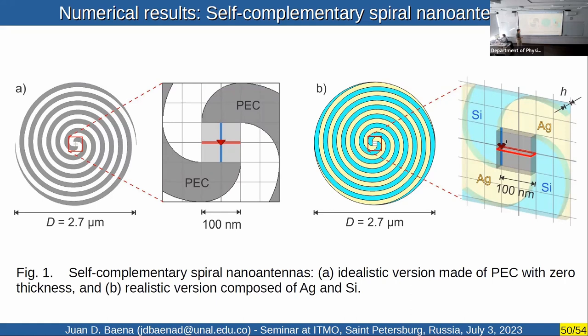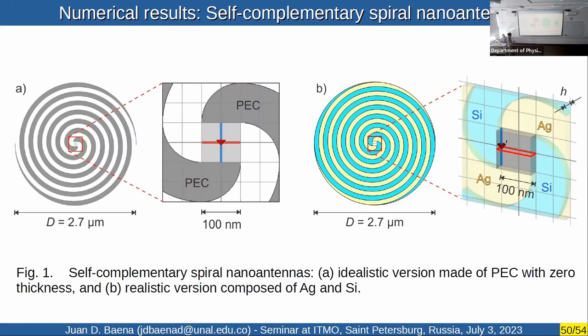So this is self-complementary. On the left, you have the case of the perfect electric conductor antenna. On the right side, you have the structure made with silver and silicon. Both were made with the same dimensions. I want to compare the results. This is not very realistic, to say that perfect electric conductor can be approximated in the infrared working with this nanometric dimension. I want to work in the infrared, so perfect electric conductor is not a good approximation for metals. But still, in a simulator, we can play with perfect electric conductor like a boundary condition.